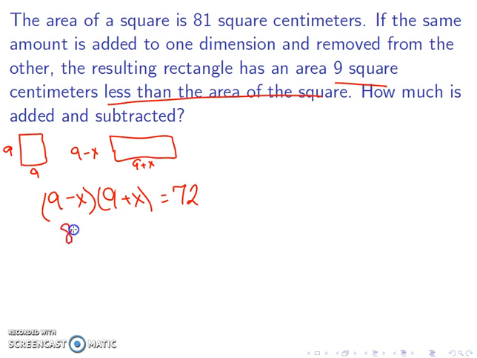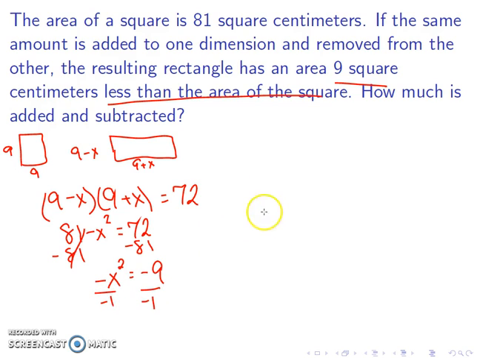Multiplying out the left gives me 81 minus x squared equal to 72. I can subtract 81 from both sides and get negative x squared is equal to negative 9. Dividing by negative 1 gives me x squared equal to 9. And then taking the square root gives me x equal to 3. So I'm adding and subtracting 3.